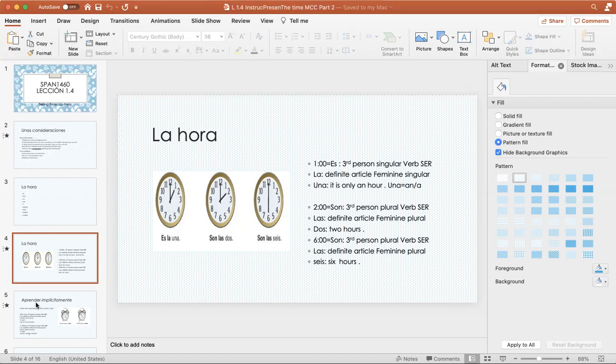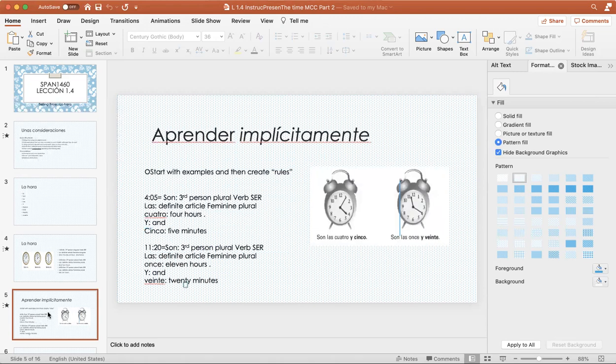Es lógico? Is it logic so far? No? Okay, let's keep on going. So now here we have two other clocks.